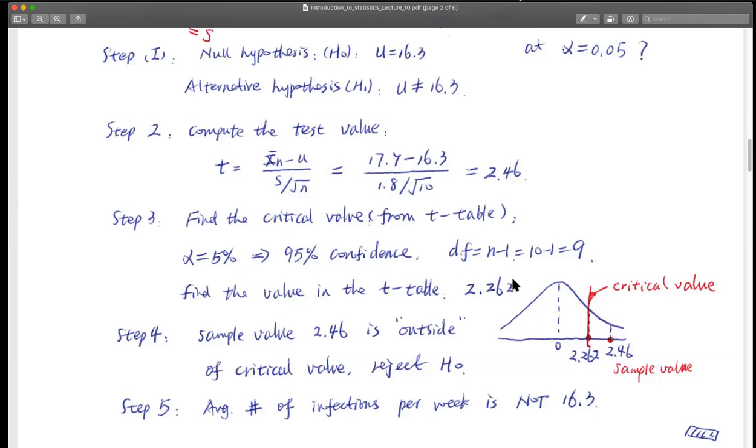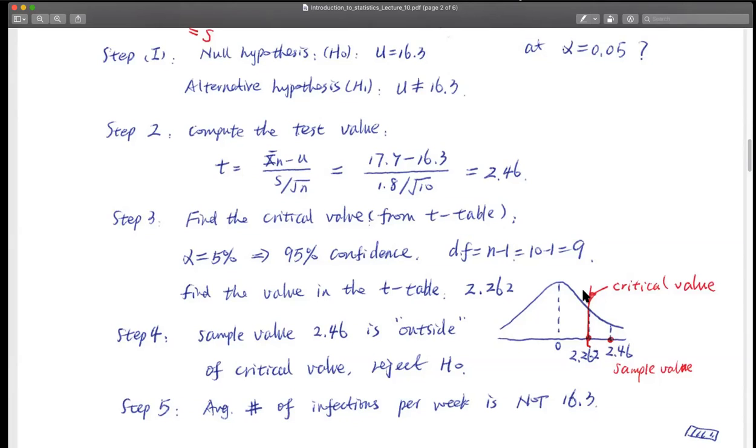Step number 2 tells us the test value, 2.46. That's coming from the data, right? So 2.46, you can write that down here on the bell-shaped form. So 2.262, that's a critical value. You can consider this as some vertical reference line.